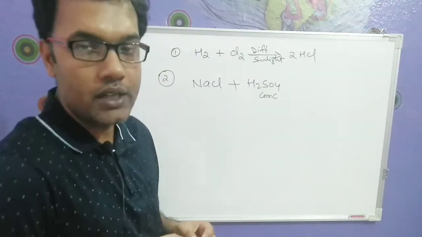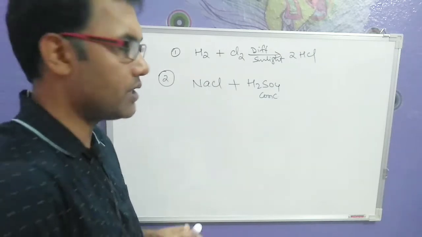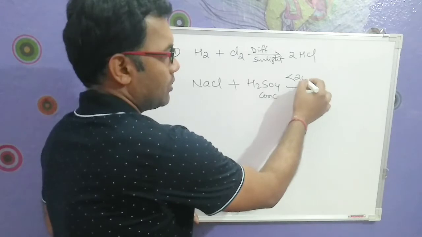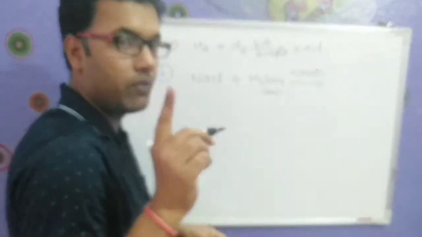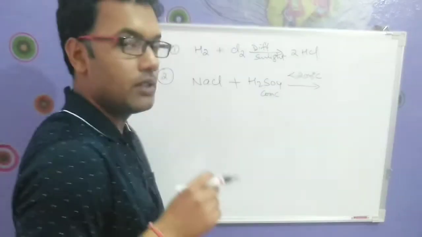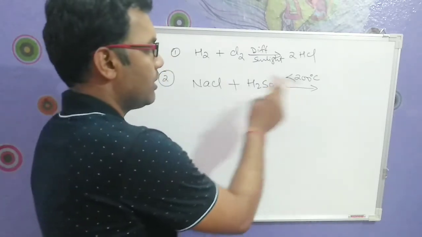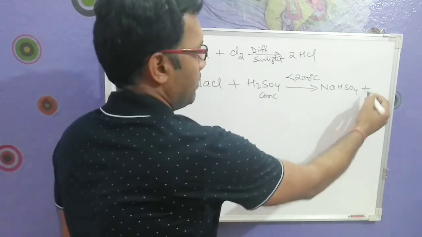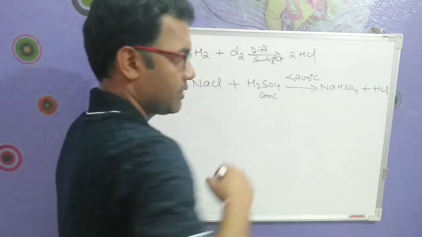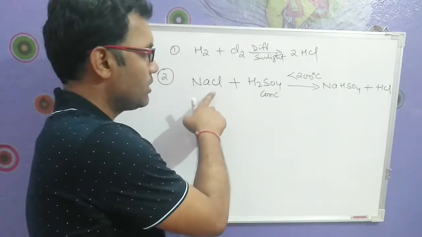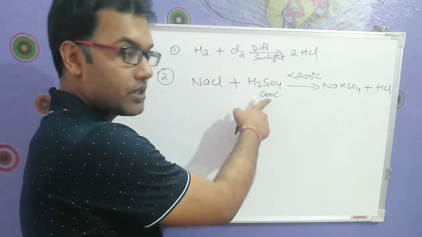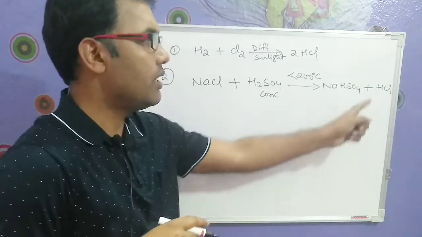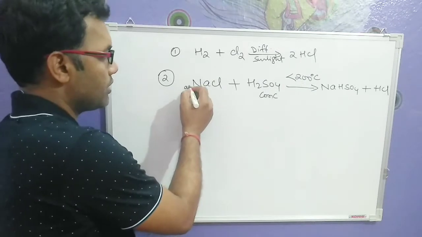Here what you have to pay attention to is the temperature. Now here we are providing a temperature less than 200 degrees centigrade for the first case. If the temperature is less than 200 degrees centigrade, then there will be formation of sodium bisulfate plus HCl gas. Is it clear? Common salt plus concentrated H2SO4, temperature less than 200 degrees C, will give you sodium bisulfate plus HCl. This is the first case.